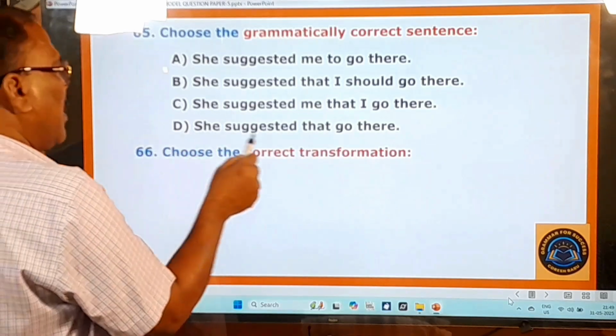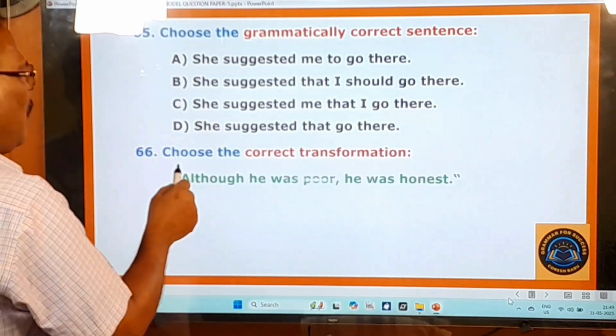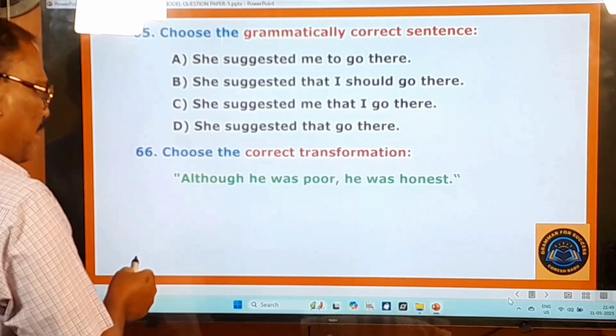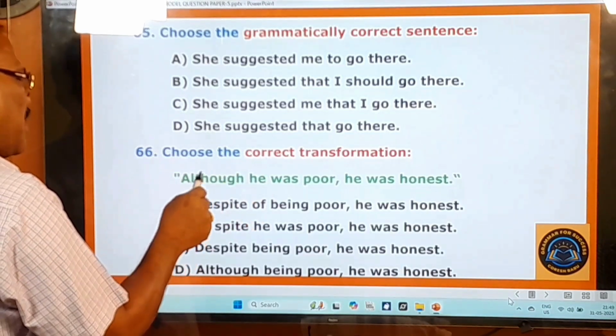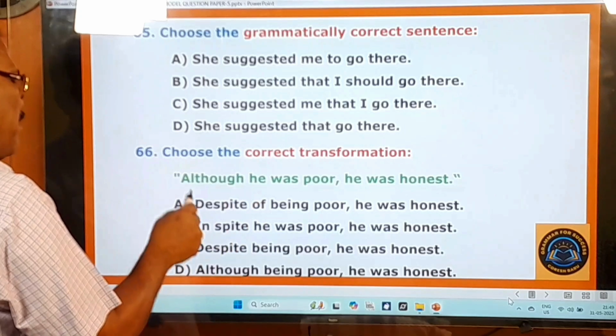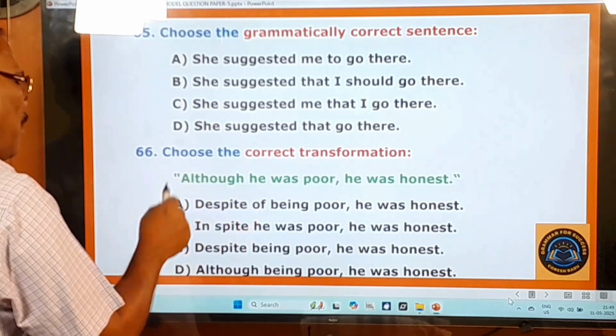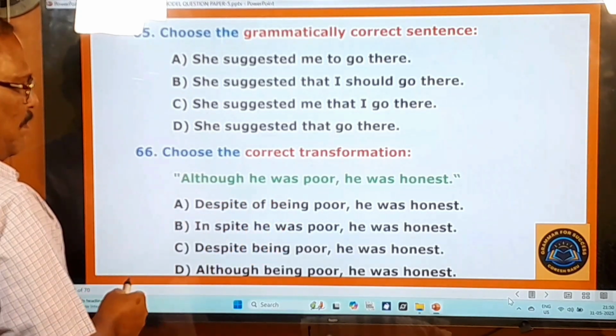66th question. Choose the correct transformation. Although he was poor, he was honest. Despite of being poor, he was honest. In spite he was poor, he was honest. Despite being poor, he was honest. Although being poor, he was honest.